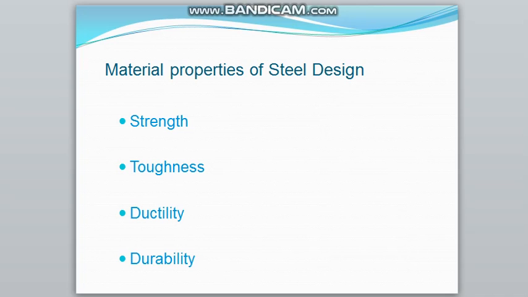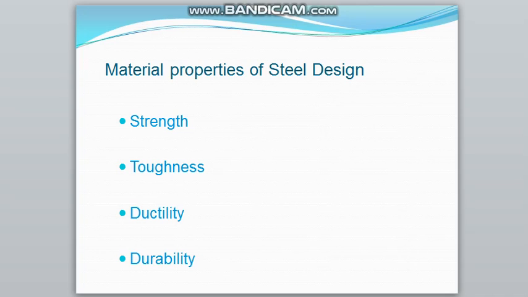Next, coming to toughness. Toughness is the resistance to impact loading against fracture. So we can say simply it is a resistance to the impact loading against fracture. Whereas strength is the ability of a material to resist failure, toughness is resistance to impact loading against fracture. This is the main difference between strength and toughness.